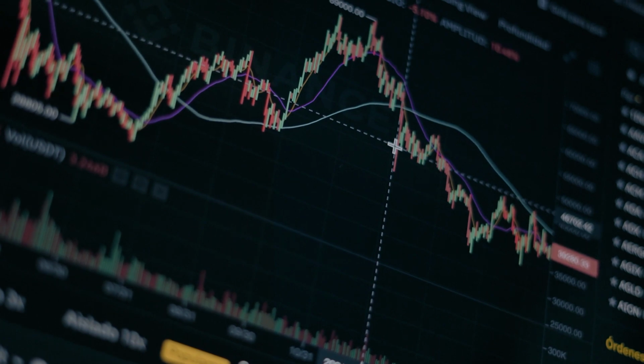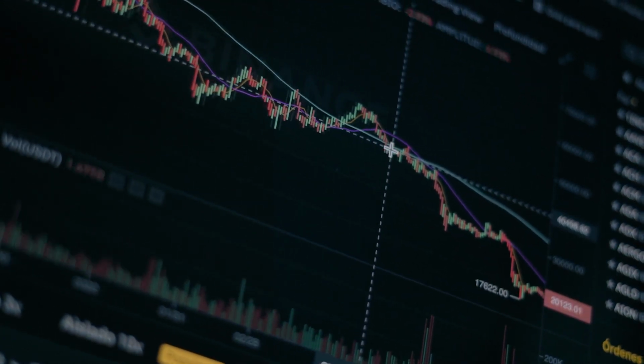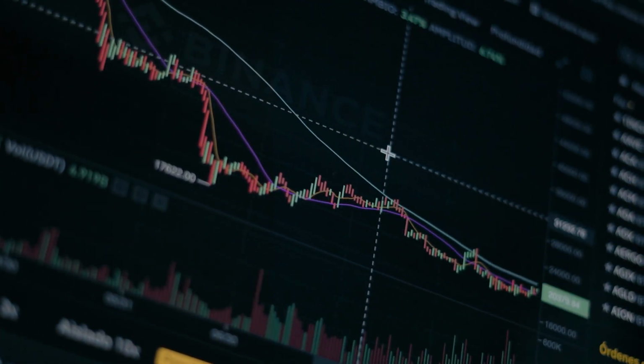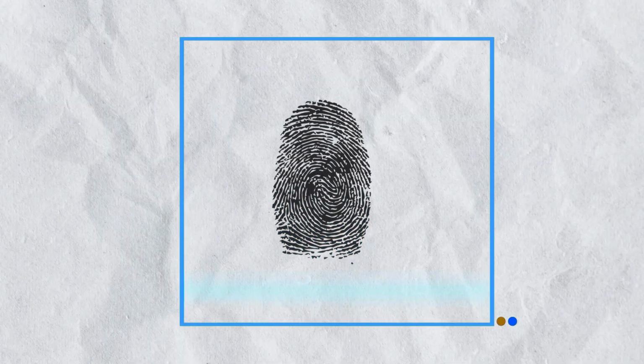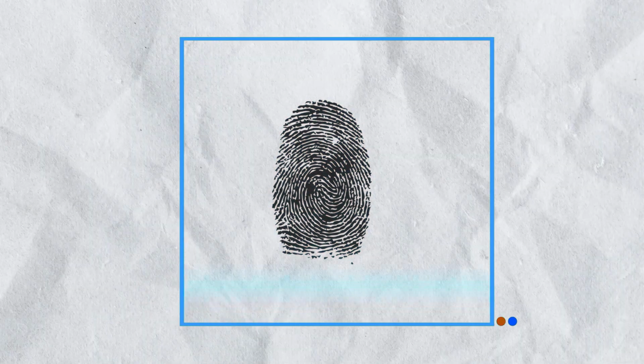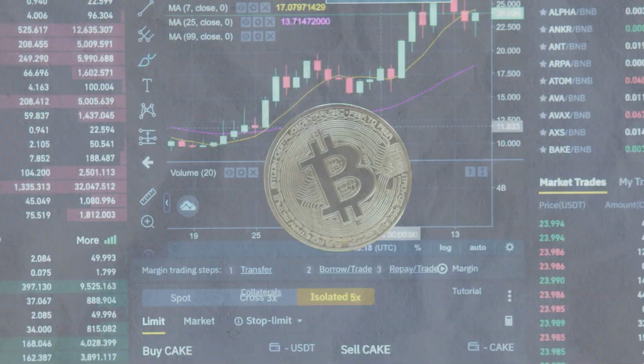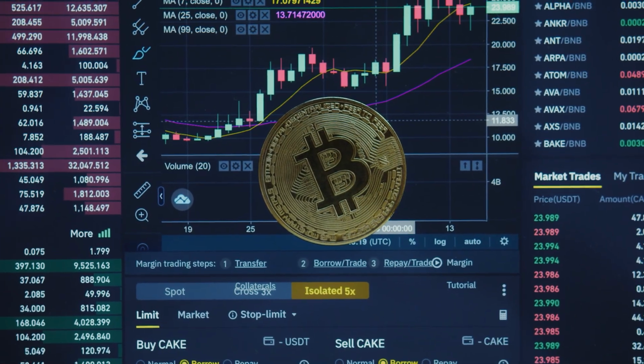The type of wallet. There are hot wallets and cold wallets. Hot wallets are connected to the internet, while cold wallets are not. Cold wallets are more secure than hot wallets. The security features of the wallet. Make sure the wallet has strong security features, such as two-factor authentication. Make sure the wallet is easy to use and navigate.